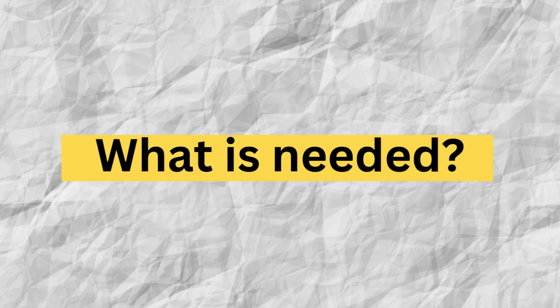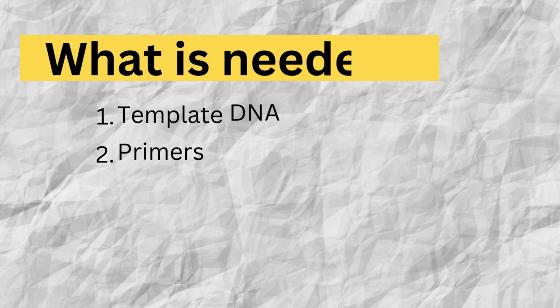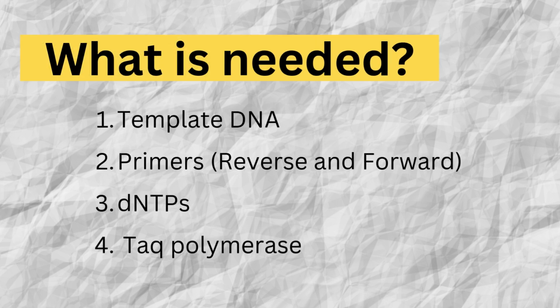So now we know what PCR is, but what is actually needed for PCR? To set up a standard PCR procedure, a template DNA with the gene of interest, reverse and forward primers, free nucleotide bases, also known as dNTPs, and Taq polymerase are required.